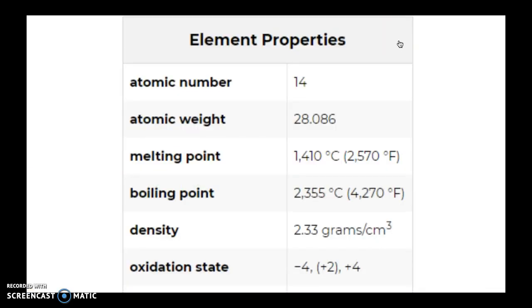In the chart shown, you can see some other properties of the element, such as the atomic number, the atomic weight of 28.086 AMU, the melting point of 1410 degrees Celsius, the boiling point of 2355 degrees Celsius, the density of 2.33 grams per cubic centimeter, and the oxidation state.